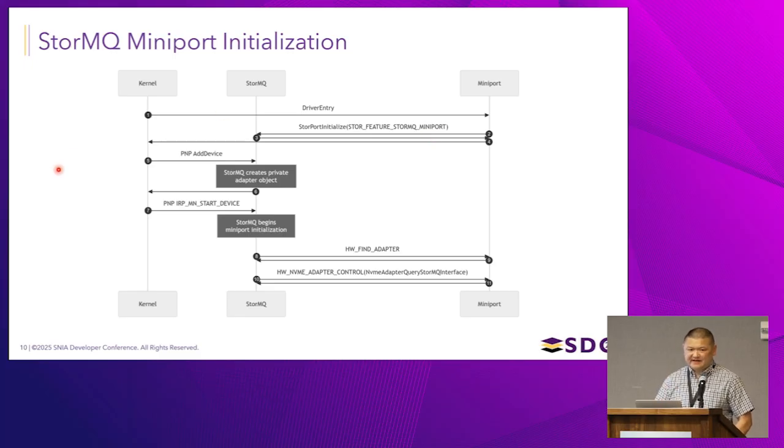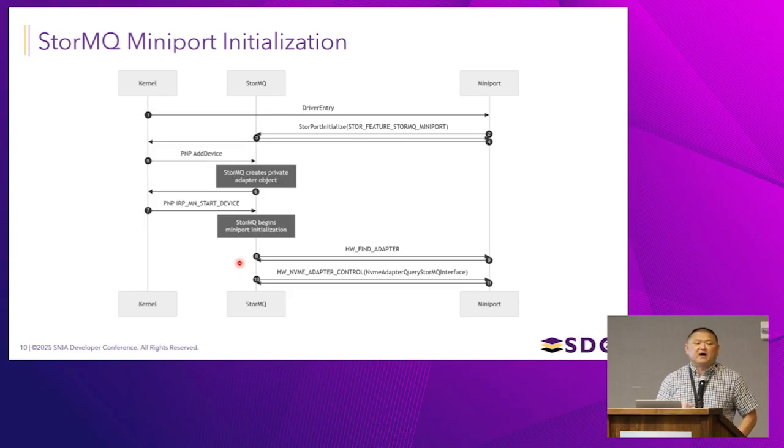For the rest of the workflow, this is the very typical workflow that you will see in Windows as part of the Windows plug-and-play process. When new instances of devices that use a particular driver are discovered, the AddDevice callback will be invoked. When that is done, StoreMQ will create a private adapter object. Later, when PnP is ready to start the device, you will see a PnP start device. This is where we will start to initialize the hardware.